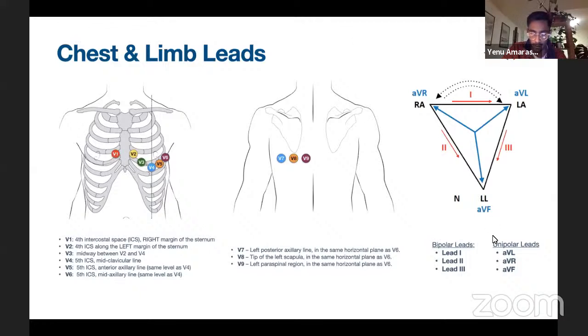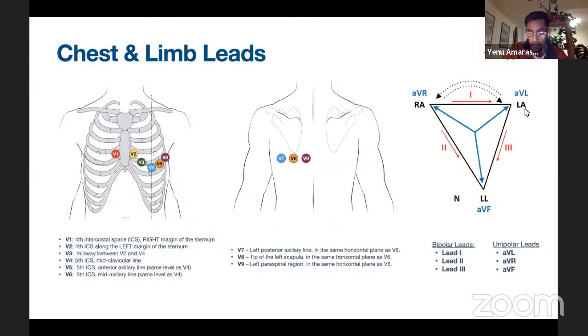And then I will go on to the unipolar and bipolar leads. By unipolar leads, I mean the leads that are on your limbs. So they're also called limb leads. So you have AVR, which is on your right arm, AVL, which is on your left arm or left wrist, and then AVF, which is on your left leg. It's mostly on the ankle.